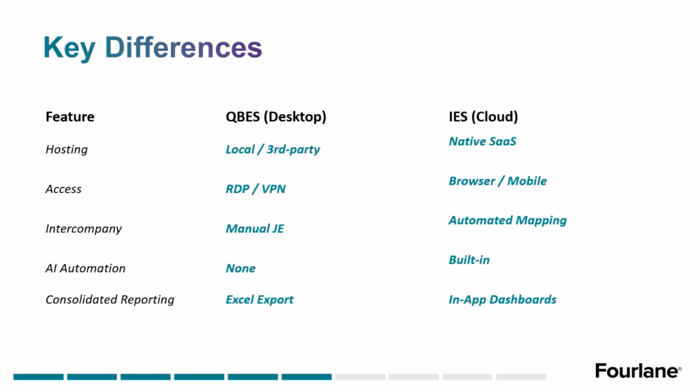IES, on the other hand, is a true cloud platform, natively web-based and accessible from anywhere, on any device, without the need for additional hosting. It gives your team secure, real-time access to your books without worrying about version conflicts or server downtime.